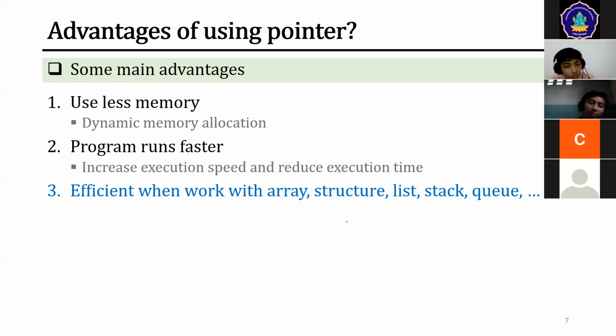With pointers, it allows us to run the program faster, but it can give us some confusion. For example, if you point it to the wrong location, the program will not run faster. But if you use it in the right way, it will increase the execution speed and also reduce the execution time of the program itself.